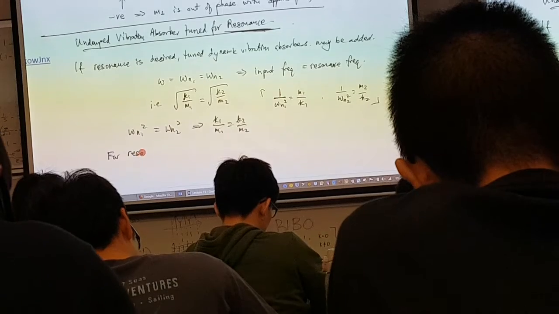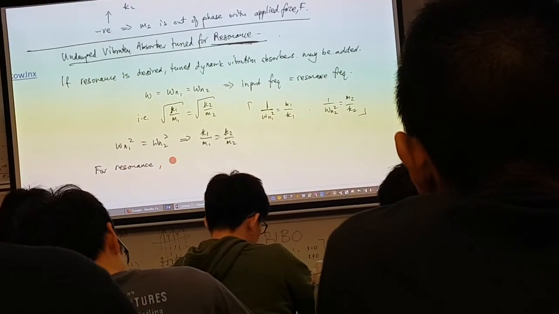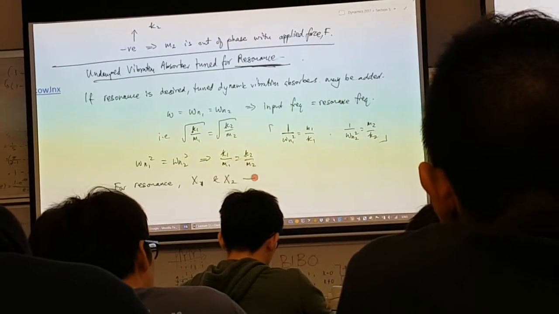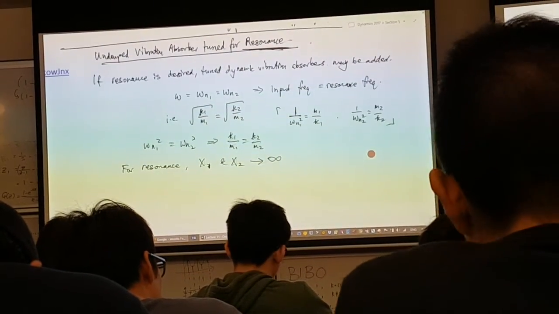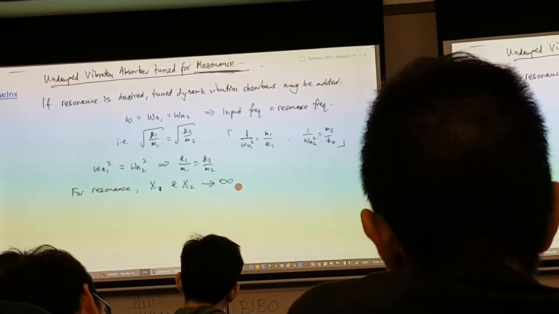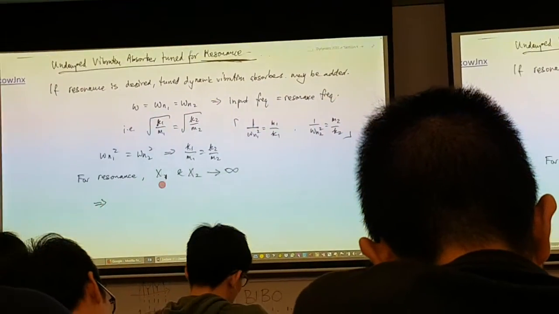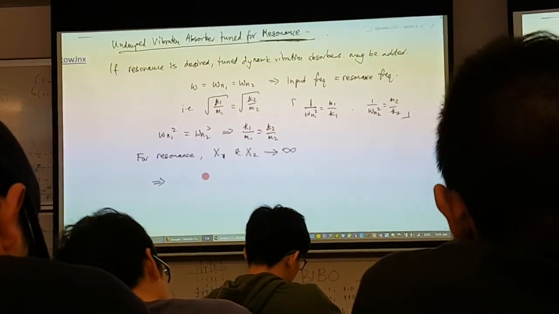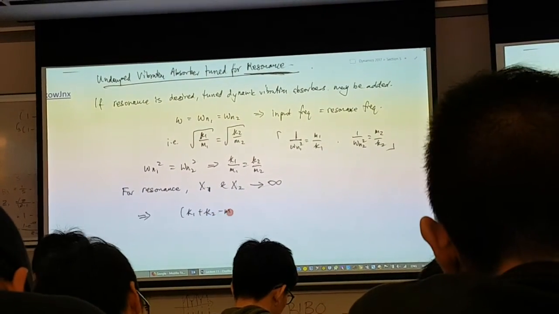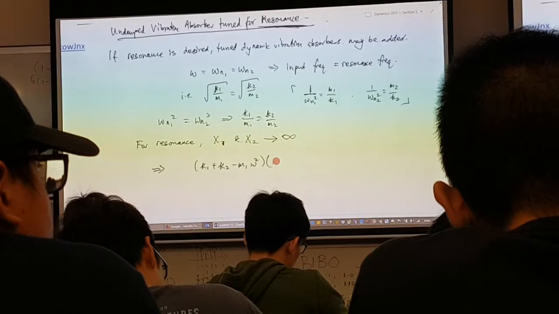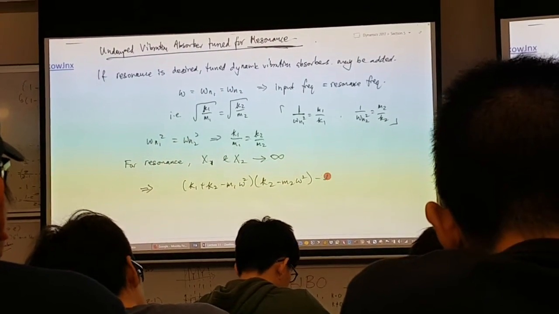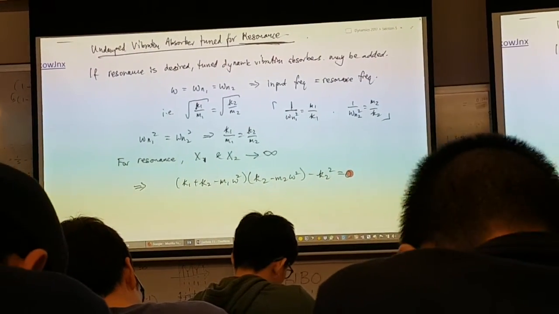So for resonance, that means x1 and x2 must approach, both of them approach infinity. So if x1 and x2 approach infinity, from what you have seen before, both x1 and x2 expressions, their determinant is actually the same. This is their determinant: (k1 + k2 - m1 omega squared)(k2 - m2 omega squared) - k2 squared equals 0.